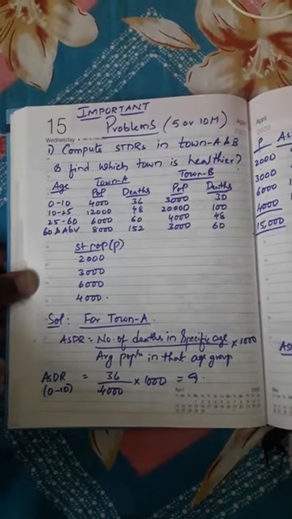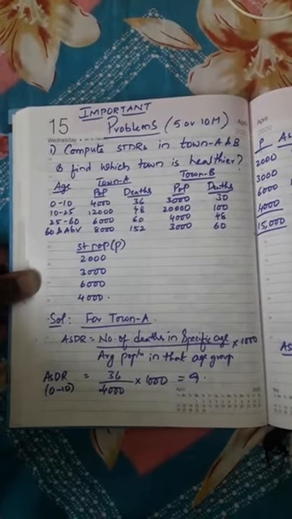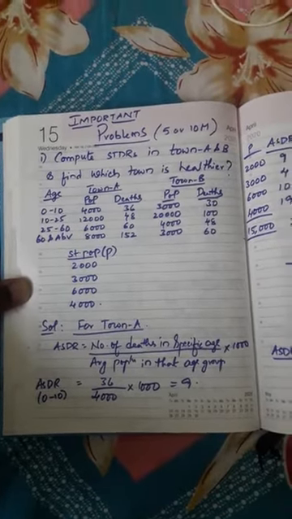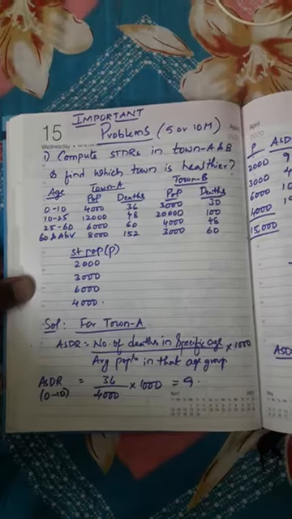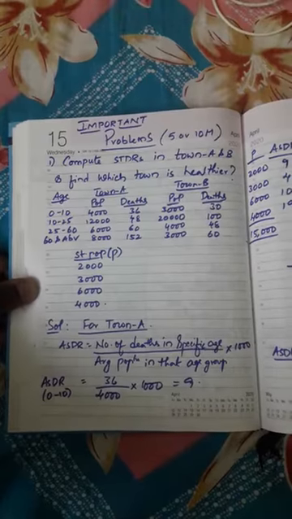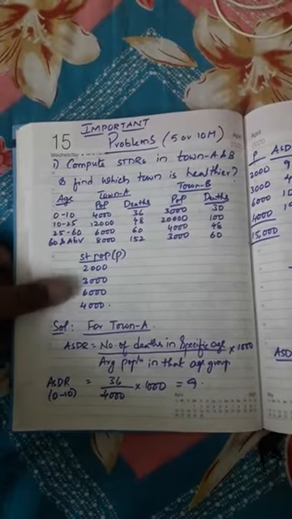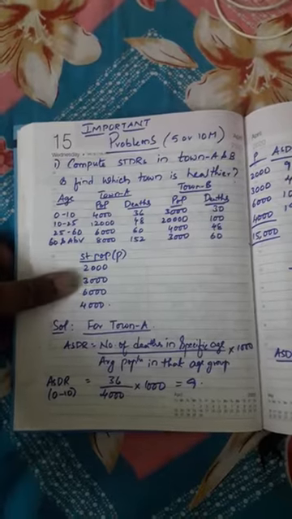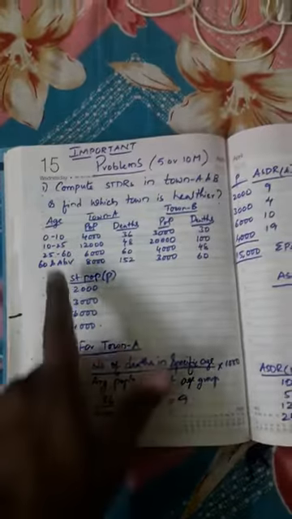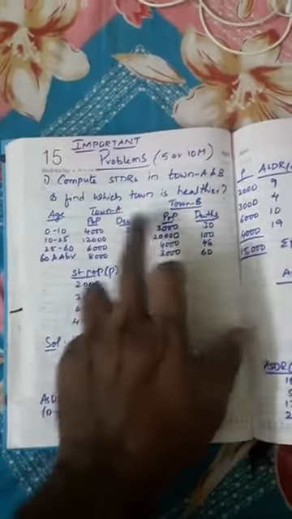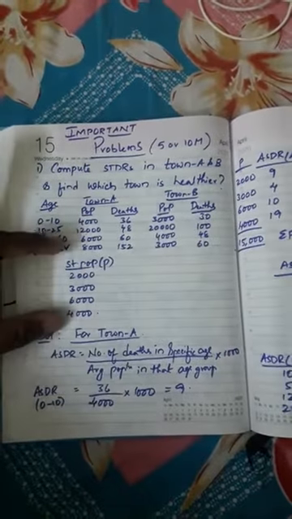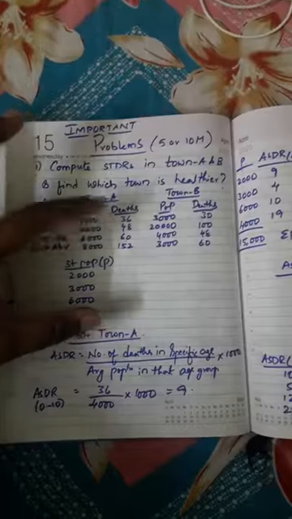See, town A population 4,000, 12,000, 6,000, 8,000 and deaths 36, 48, 60, 152. Town B 3,000, 20,000, 4,000, 3,000 and deaths 30, 100, 48 and 60. Along with that, one more column, standard population, is given directly and separately: 2,000, 3,000, 6,000, 4,000. See, in this question, nowhere have they mentioned that so-and-so town should be considered as standard population, because a separate standard population is given in the column already, right?